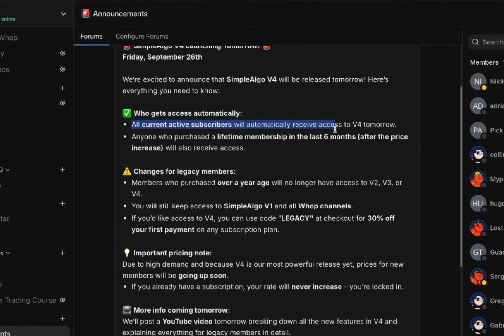So, first things first, all current active subscribers will automatically receive access to V4. So if you're currently paying weekly or monthly, you will automatically receive this update. Additionally, if you purchased a lifetime membership within the last 6 months after we raised the prices, you will also keep access and receive access to V4. If you purchased access over a year ago, you will no longer have access to version 2, version 3, or version 4. You will keep access to Simplealgo version 1 and all of the WAP channels.